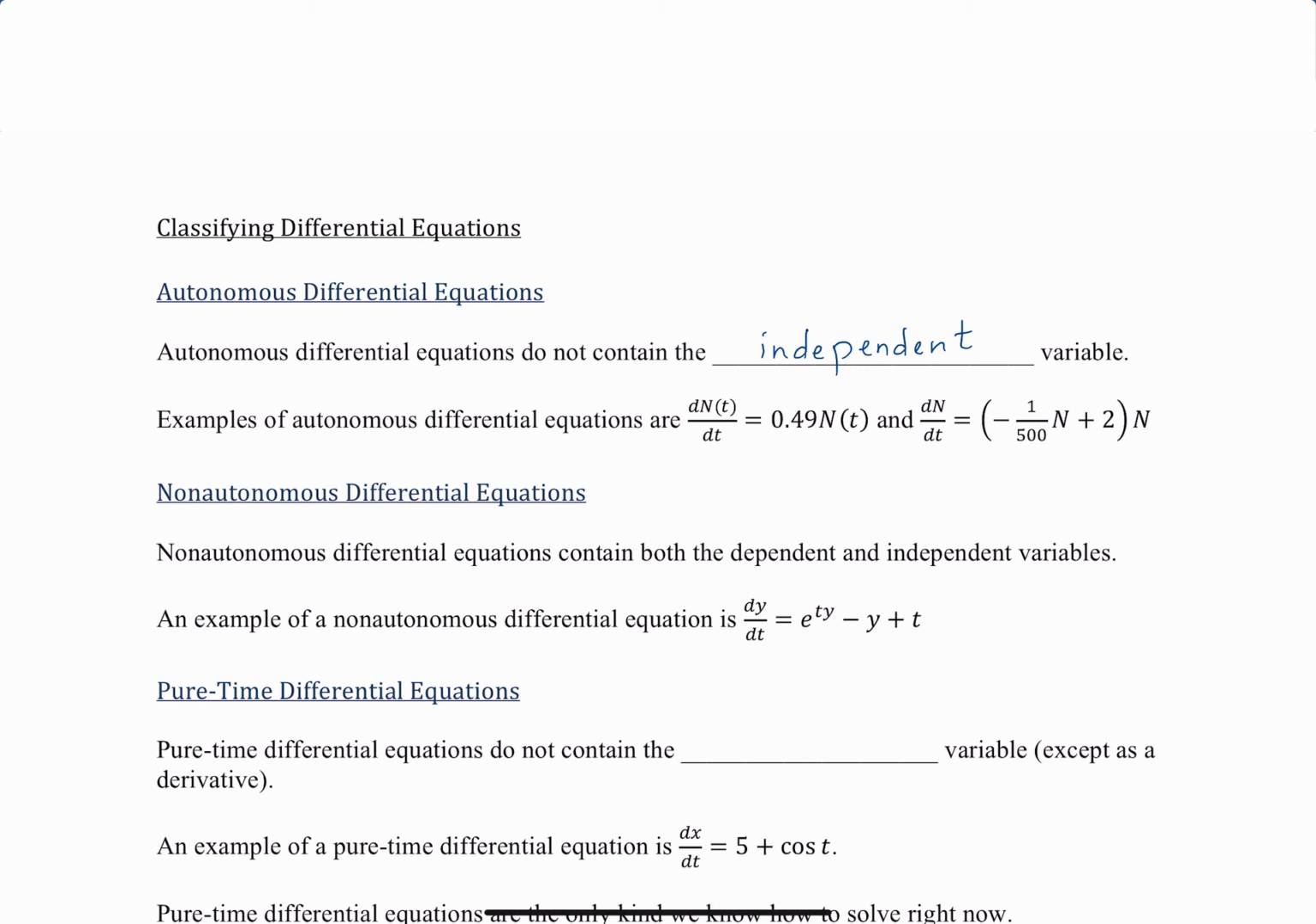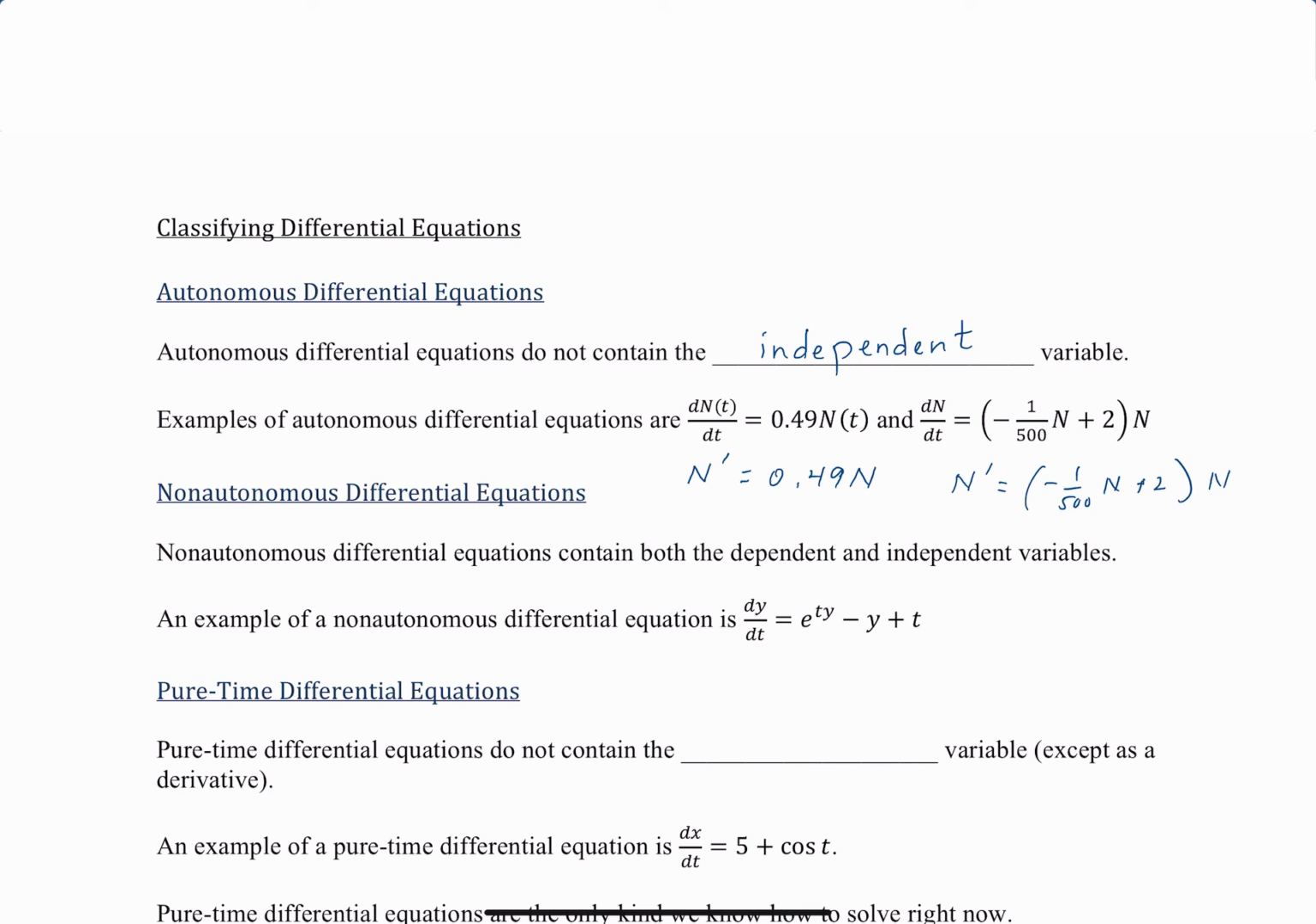Notice this first equation, I really could write as N prime equals 0.49N if I use streamlined notation that does not show what the independent variable is. And notice now you don't see the t. Similarly, this other equation could be written N prime equals minus 1/500 times (N plus 2) times N. And again, now we do not see the t.